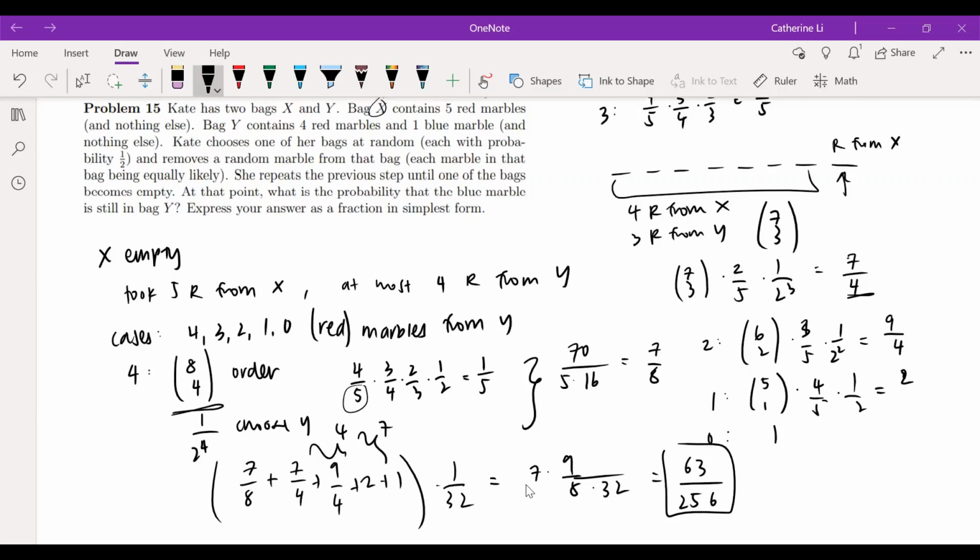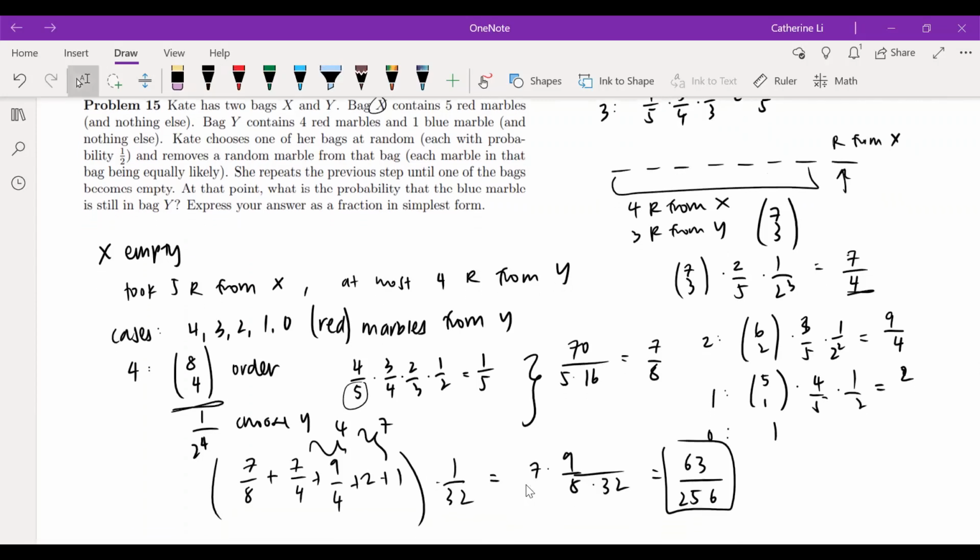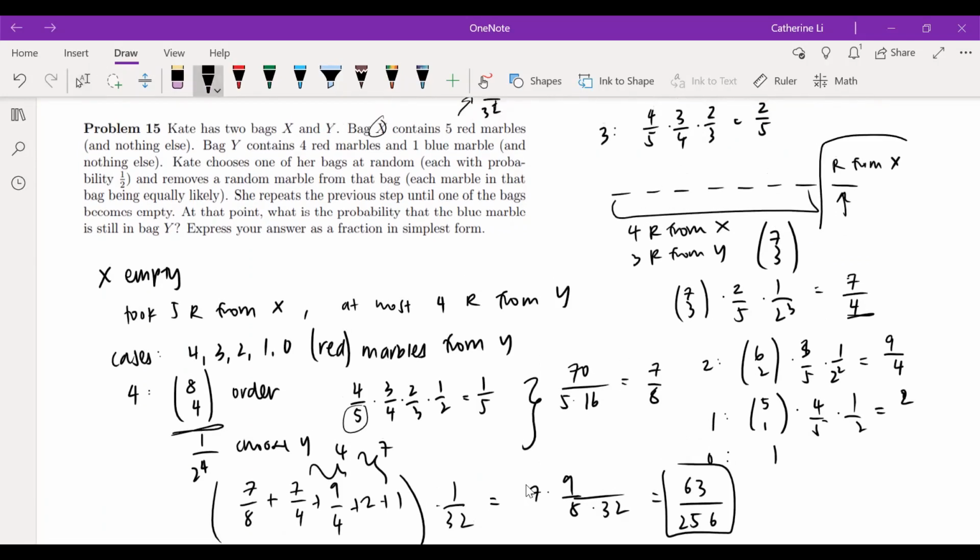Okay, so for this problem, I think the casework is not too hard to come up with because you know what needs to happen. We need to have the 5 from X and then some amount from Y. And then we have to be careful that when we're choosing these, the last one that is chosen is going to be the last red from X, because if it isn't, then we're not counting the case where we just finished emptying X, and then the rest of it is just normal probability stuff.